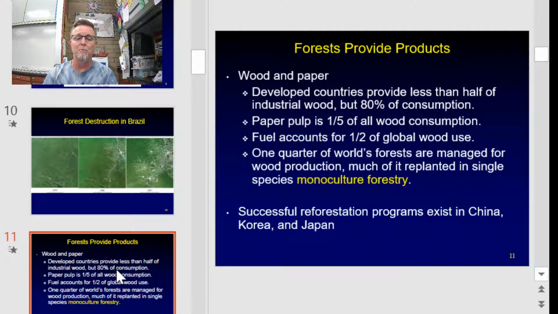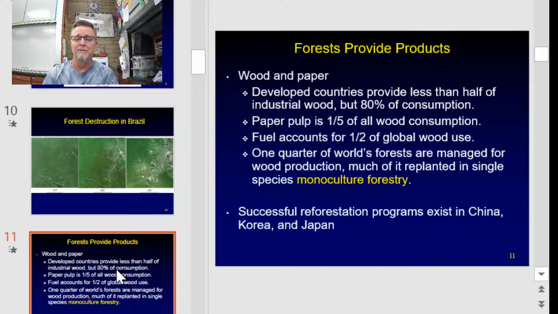Paper pulp is 1/5 of all wood consumption, which basically means we're going to take a tree, grind it up, mix it with water, bleach it, and make paper, or toilet paper, or tissue, or paper towels, or napkins, stuff like that. All that comes from paper pulp. Fuel accounts for half of the global wood use. You saw that. And 1/4 of the world's forests are managed for wood production.